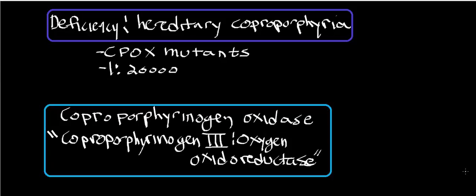Welcome back to the playlist on heme synthesis. In this video, we're going to go over the physiology, biochemistry, and the organic mechanism of coproporphyrinogen oxidase. You can look at the systematic name, and you'll see it's coproporphyrinogen 3 oxygen oxidoreductase. The reason it's called this is because it's going to use oxygen to perform an oxidation of this coproporphyrinogen.